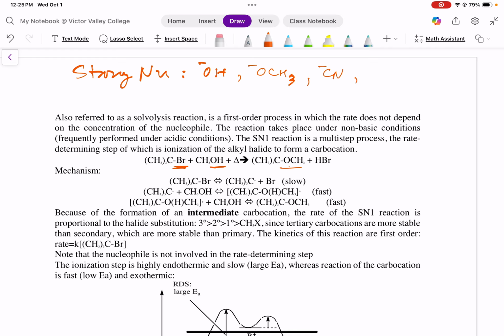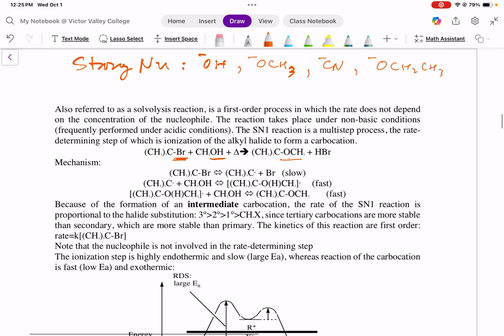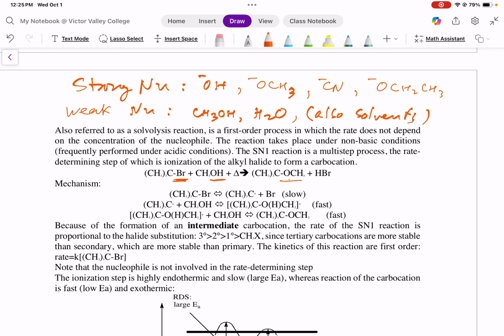Those are the popular ones, okay? Or OCH2CH3. Those are the popular ones. Now, for SN1, you don't see those. You see a weak nucleophile, like CH3OH, water. Basically they're also the solvent. Those are neutral nucleophiles and weak nucleophiles. So that's how you recognize them, right?